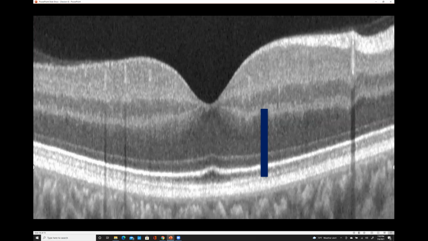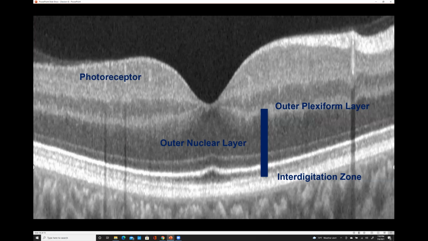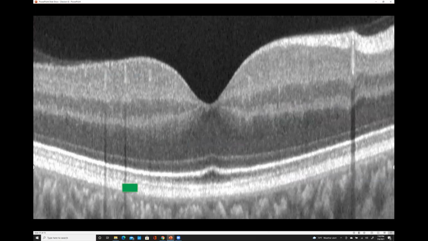At the outer nuclear layer. You got it. Perfect. Interdigitation zone, outer plexiform layer, outer nuclear layer, photoreceptor, right? Makes sense? Yeah. So then what is that guy? This one kind of is easy, I guess. Yeah, RPE. You got it. He's RPE, Bruch's complex. That's just complex, RPE. Yeah, I just said RPE.